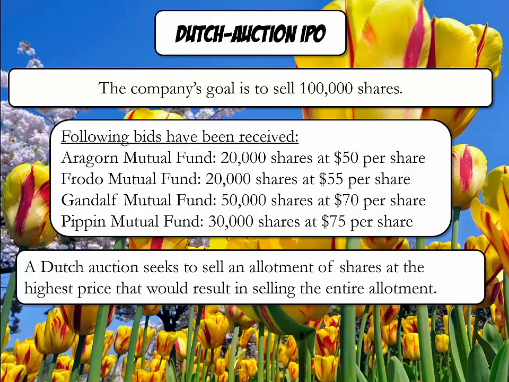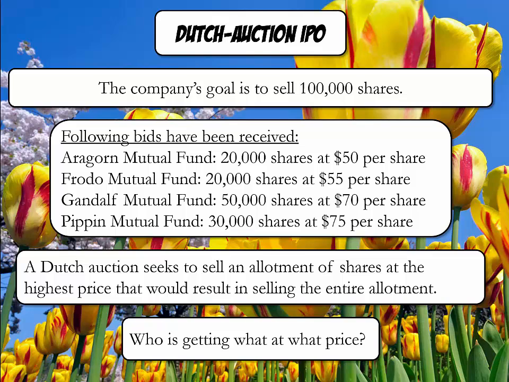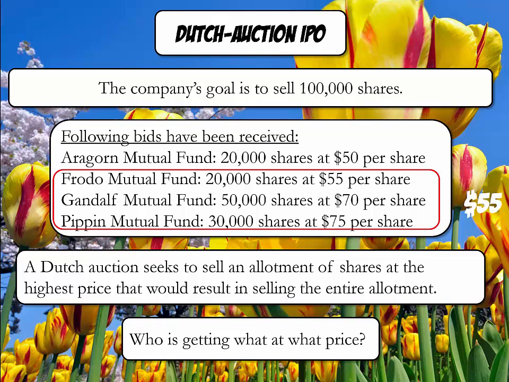The goal of a Dutch auction IPO is to sell an allotment of shares at the highest price that would result in selling the entire allotment. Since the company is trying to sell 100,000 shares, what is the highest price that would result in selling 100,000 shares? Please pause the lecture video to think about this. The correct answer is $55 per share.